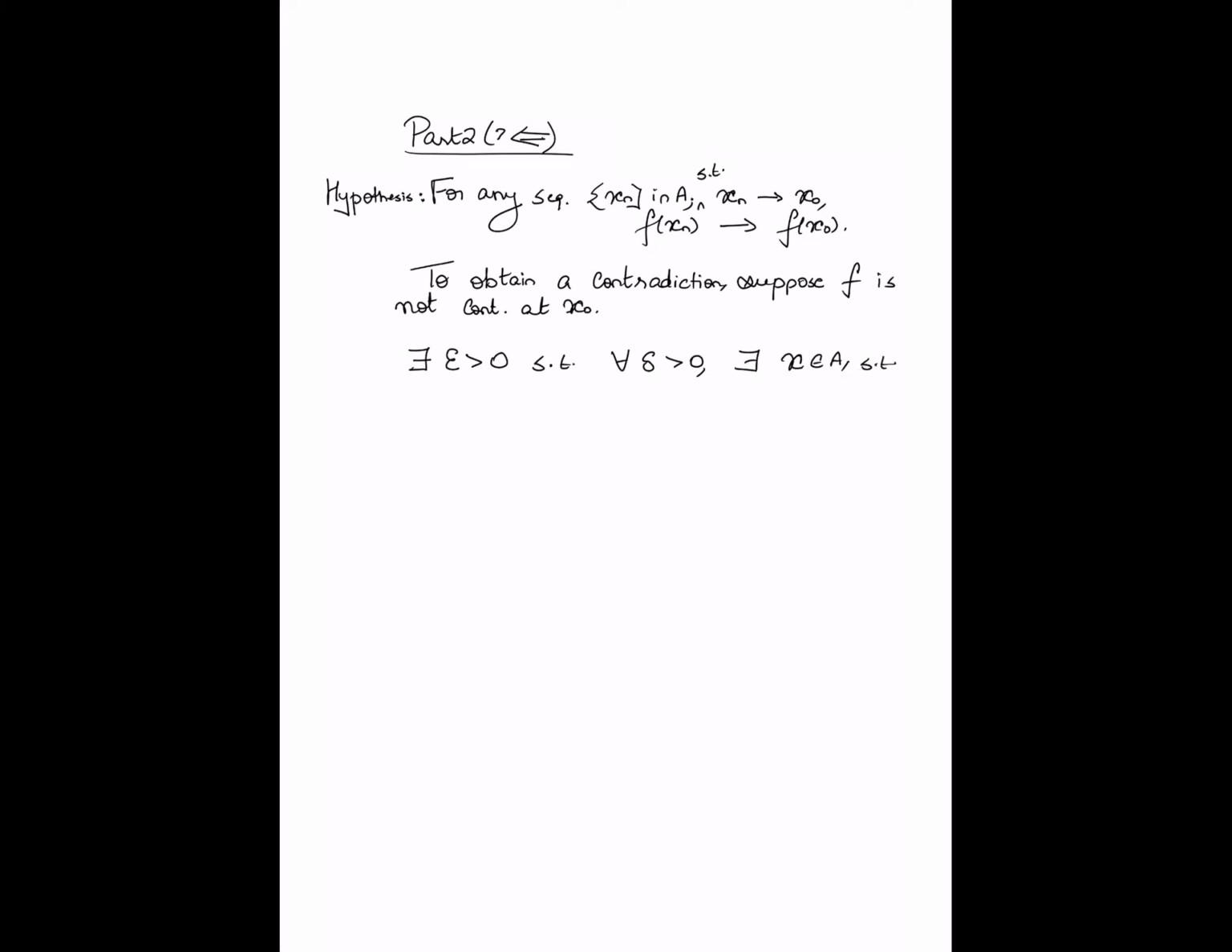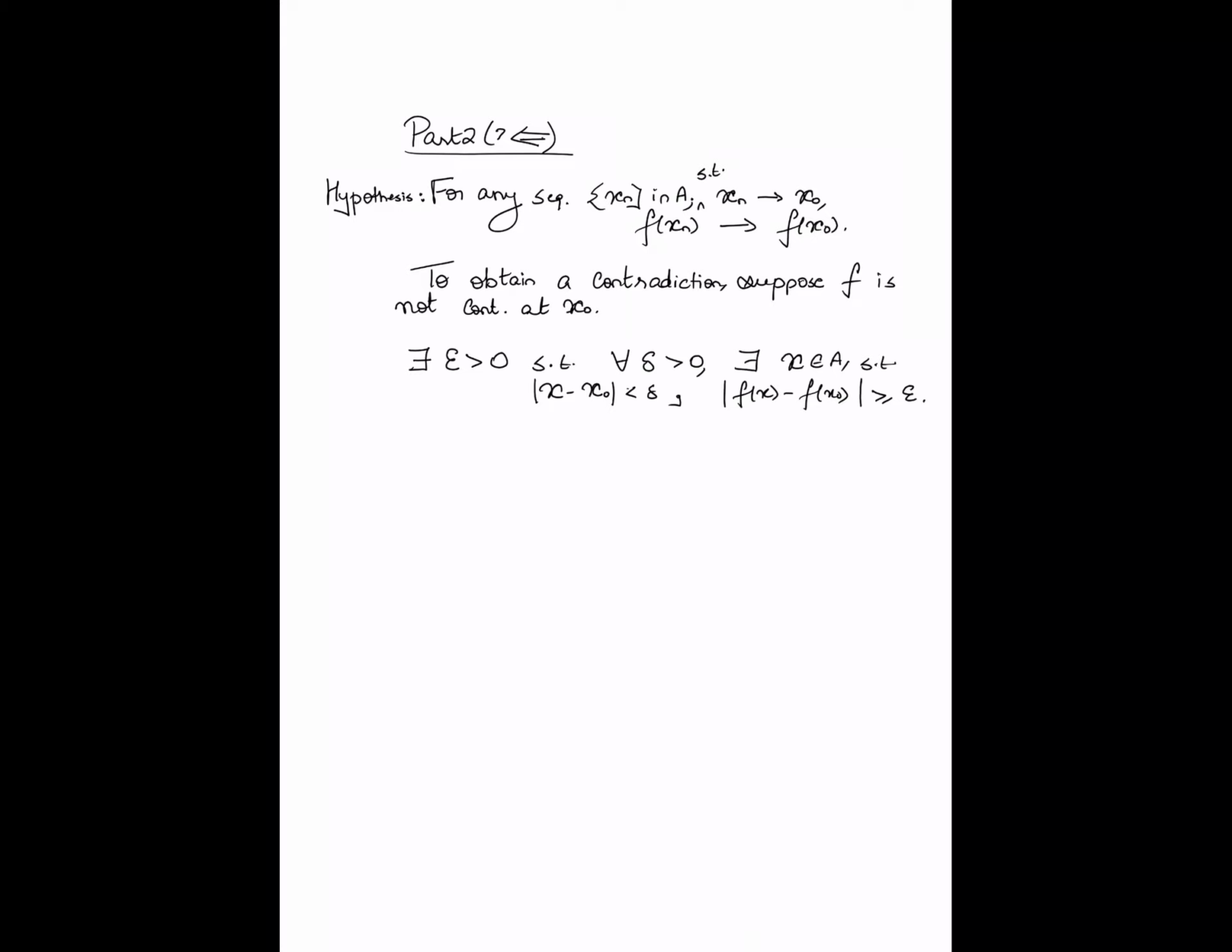such that |x minus x naught| is less than delta, and |f of x minus f of x naught| is greater than or equal to epsilon. Okay, so this is the correct negation of that statement. The original statement was that for every epsilon there is a delta such that being within a delta distance of x naught implies that the function value is going to be within an epsilon distance of f of x naught. What is the negation of that?